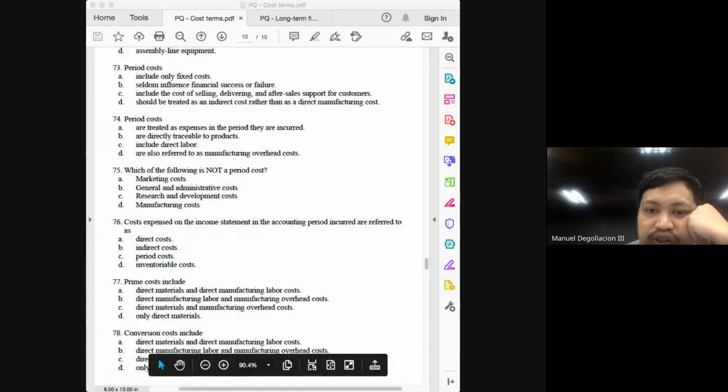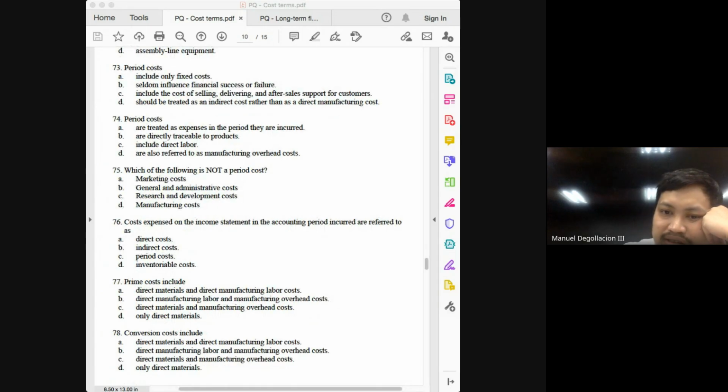73, period costs include only fixed costs? No. Seldom influence financial success or failure? No. Include the cost of selling? Yes. Delivering and after sales support for customers. So the answer here would be letter C. Letter D is wrong because, in the first place, it should not be part of your manufacturing cost.